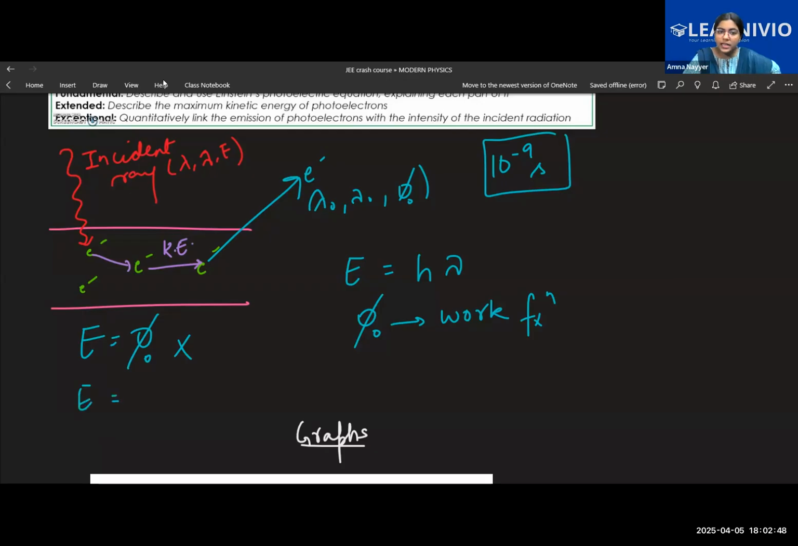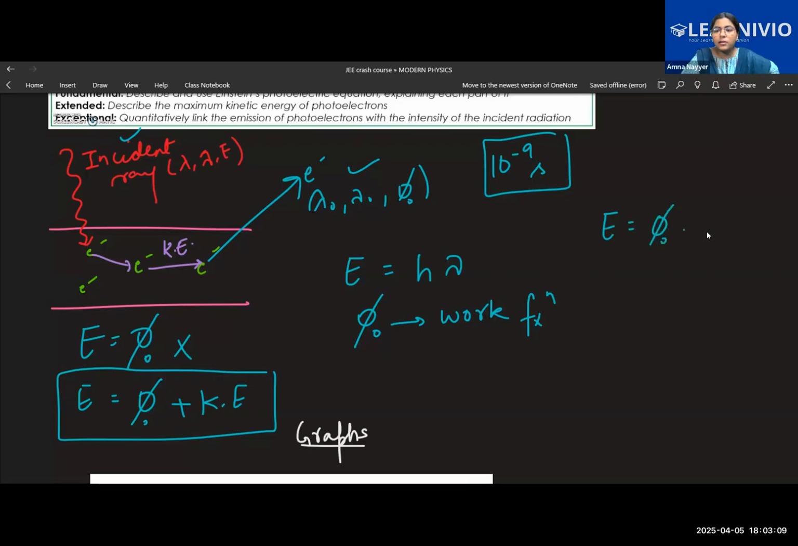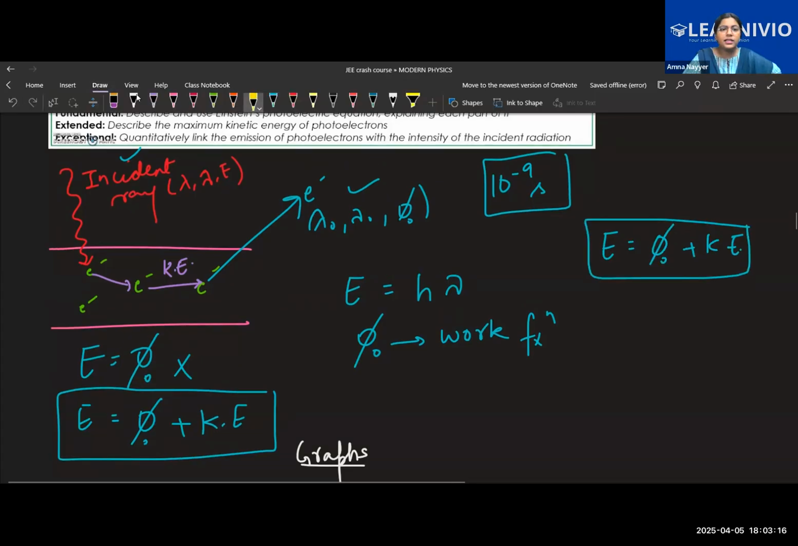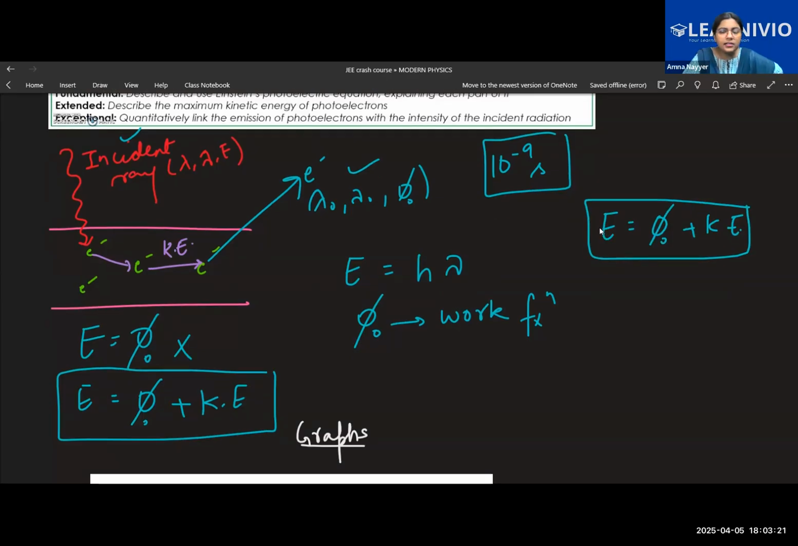Now the total energy of the incident ray will be equal to the work function plus the kinetic energy. The work function part was already included, and he said you have to add this kinetic energy also. And this was the equation formed: E is equal to phi naught plus kinetic energy. Now you can write any formula for these depending upon your question. For example, for incident energy, if frequency is given, use h nu.